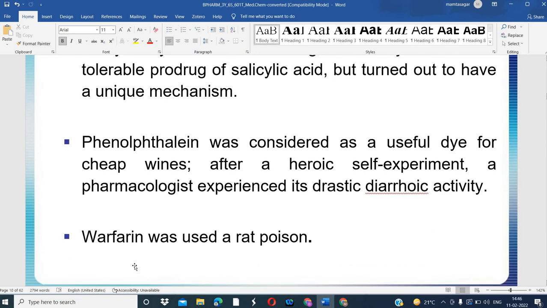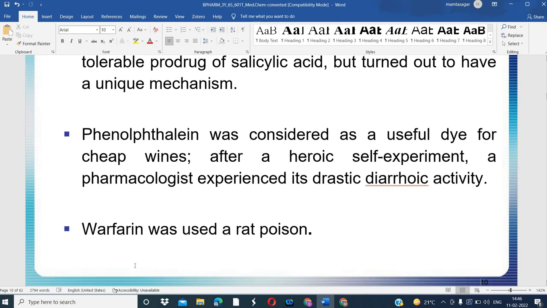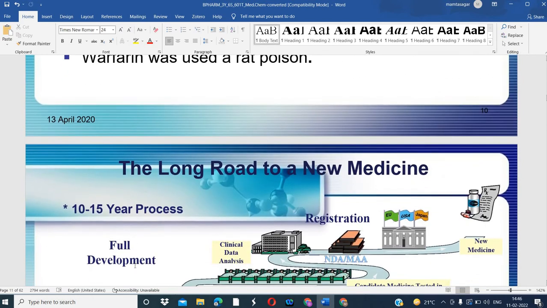Phenolphthalein was considered a useful dye for cheap wines, until after a heroic self-experiment pharmacologists experienced its drastic laxative activity. So there are the different examples: warfarin was used as a rat poison.